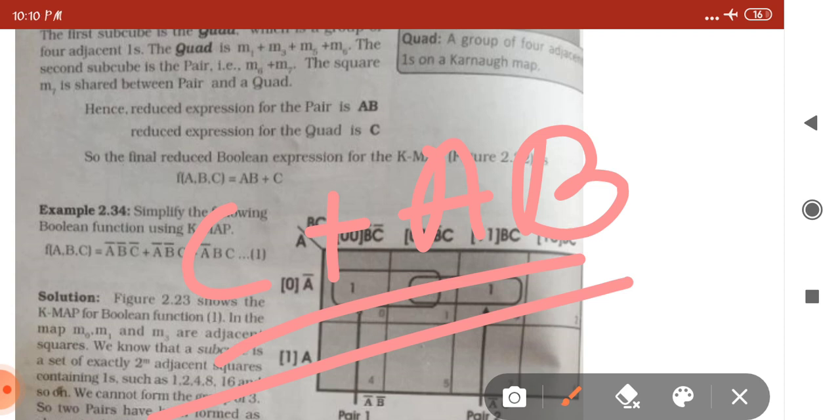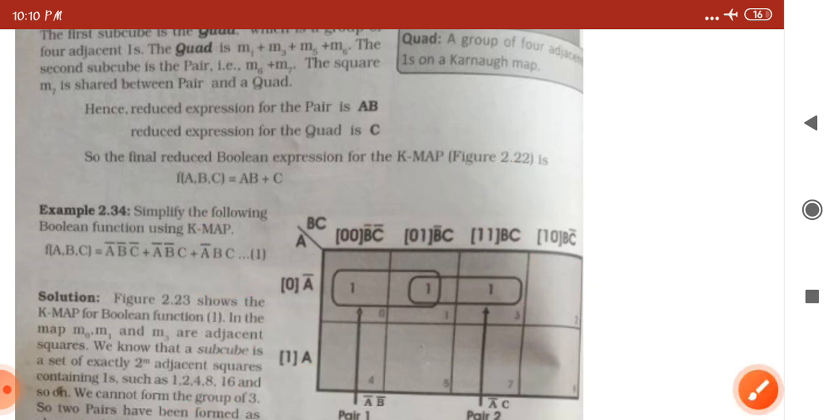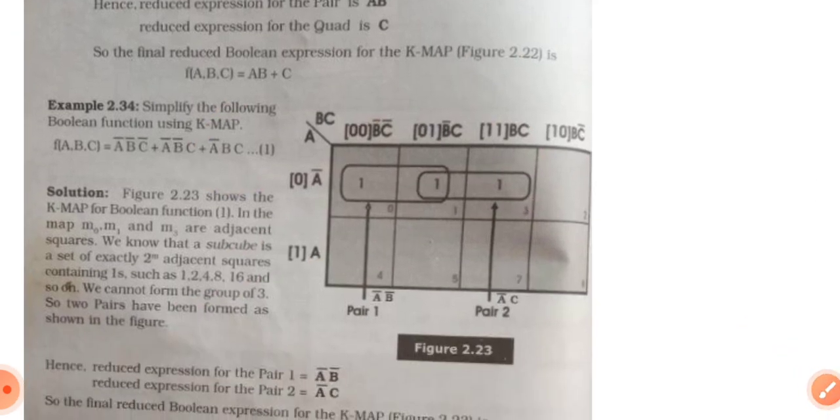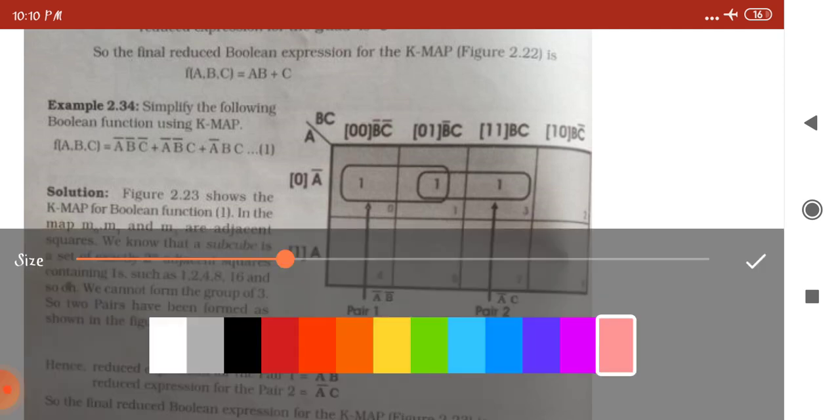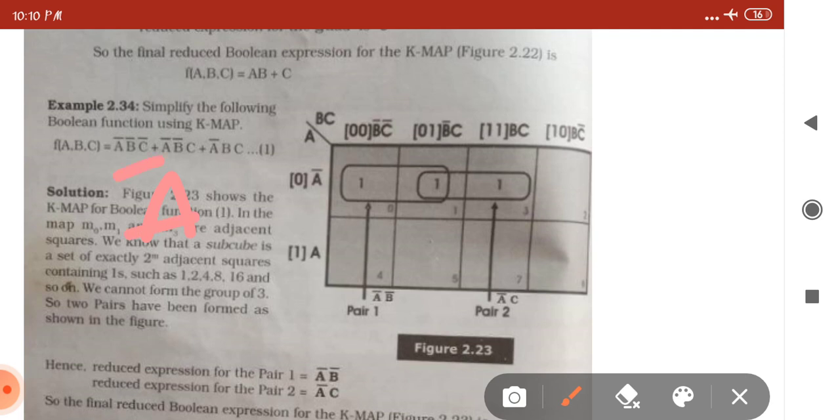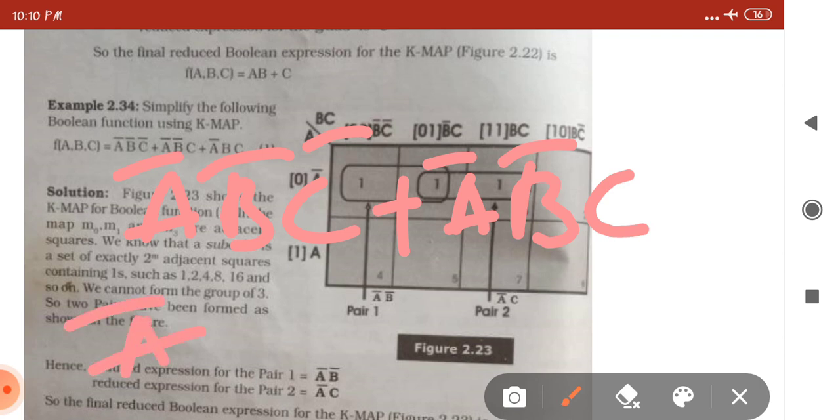Right? Let us see that one. These are the equations. How to pair that one? 1 and the 1. Yes. Pair 1, pair 2. Let us simplify pair 1. A bar B bar C bar plus A bar B bar C, with C plus C bar. A bar B bar is the first expression. Pair 1.